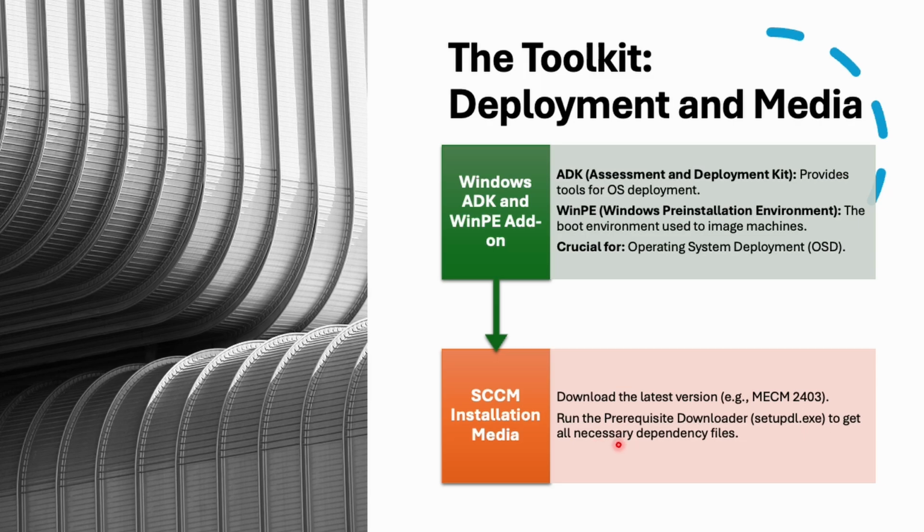And finally, we get the actual SCCM installation files. The best practice is to use the latest available version, and the installer package is small. The first step is to run the prerequisite downloader, and this tool will connect to Microsoft and download all the specific cabinet files and redistributables needed to install System Center Configuration Manager successfully. So you must have that media and ADK WinPE as per your requirement.